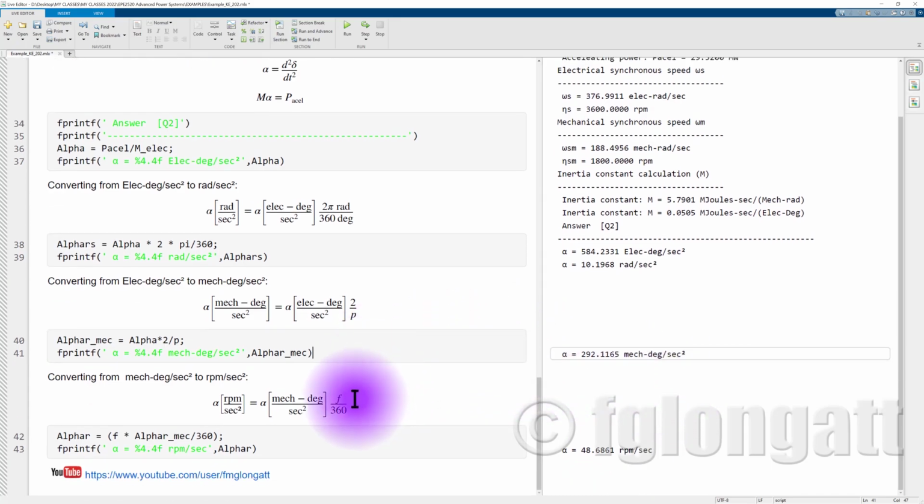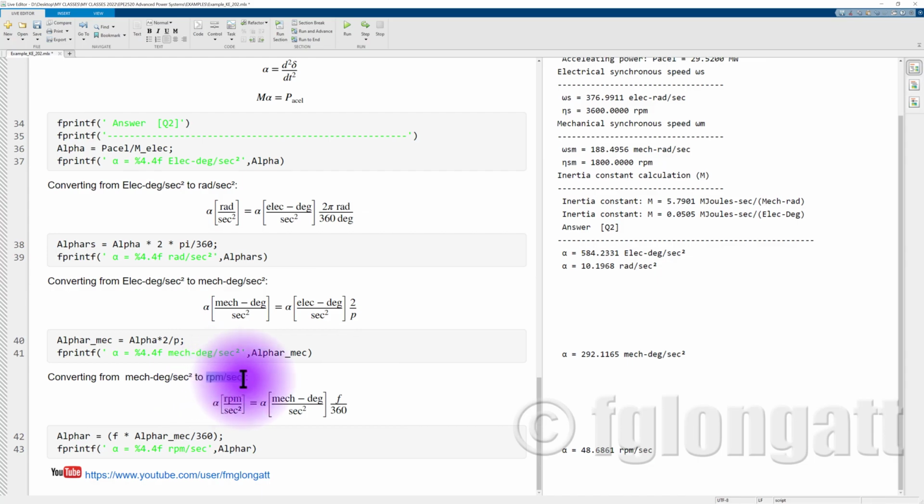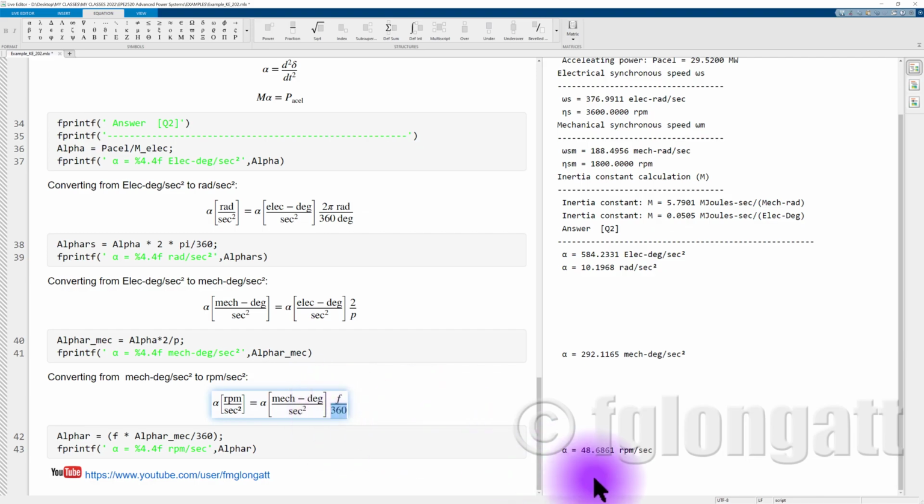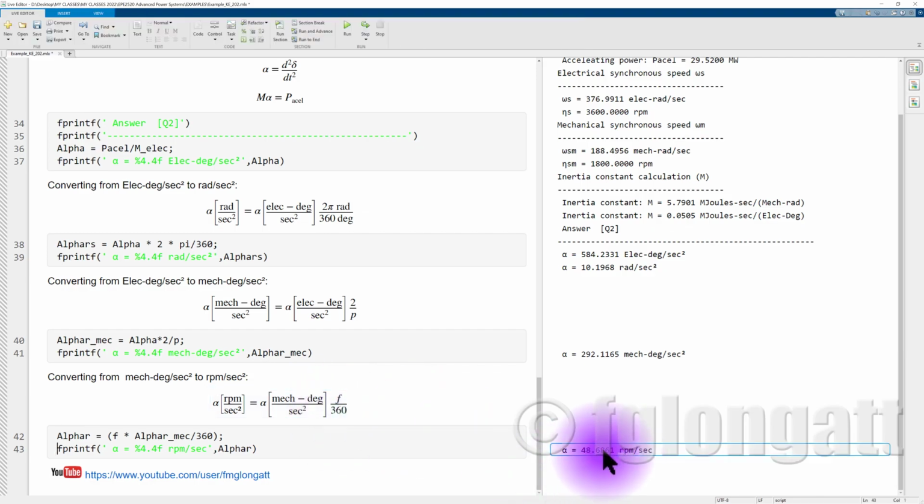Finally, but not the end, we will present the results now in this very interesting unit, and this is RPM per square second. And that is extremely simple because alpha will be the mechanical degrees per square second multiplied by f and divided by 360. And we obtain here that alpha, the acceleration, will be equal to 48.68 RPM per square second.